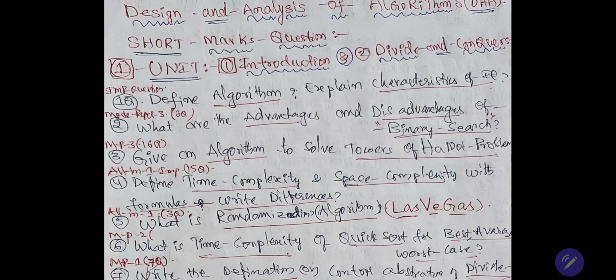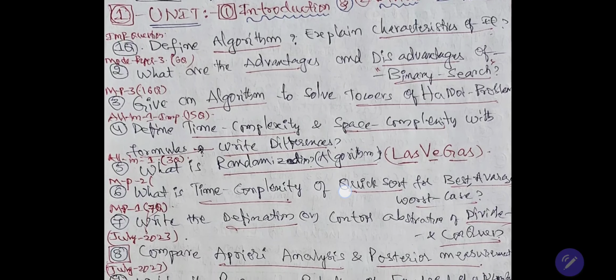Now define algorithm for towers of Hanoi. Say, underline the keywords: time complexity and space complexity, formulas and differences. This I already shot a video. What is randomized algorithm? Las Vegas. This I need to shoot.